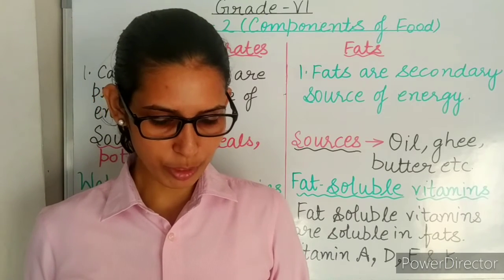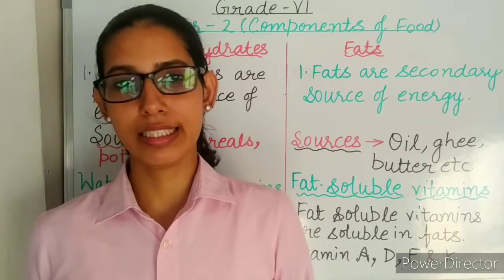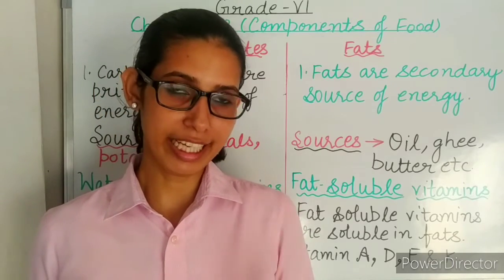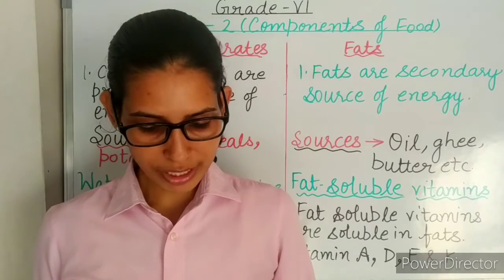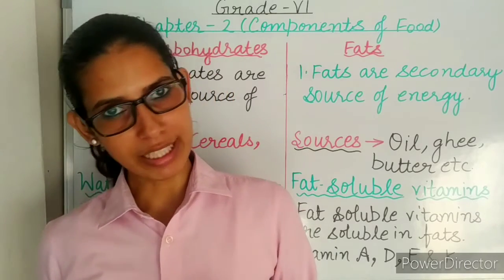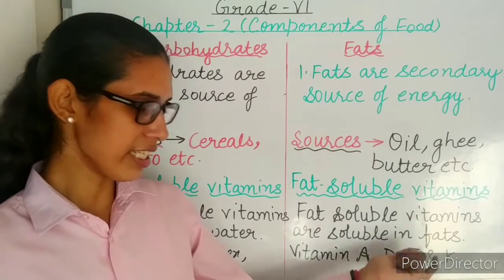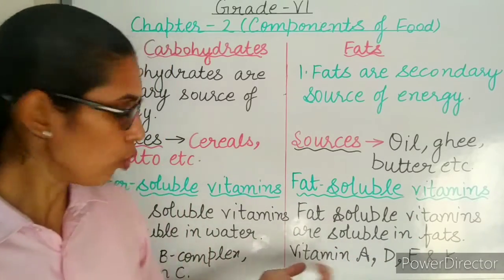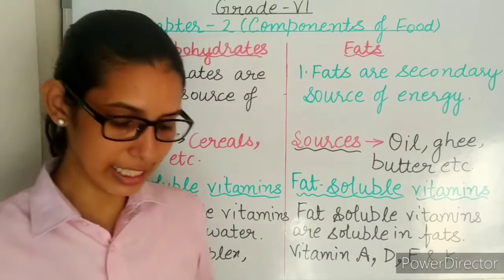Next is short answer type questions. Which minerals are vital for bones and teeth? Vital means important. Calcium and phosphorus are important for bones and teeth. Give two examples each of water-soluble and fat-soluble vitamins. Fat-soluble vitamins are vitamin A, D, E and K. You can write any two. Water-soluble vitamins are vitamin B complex and vitamin C.